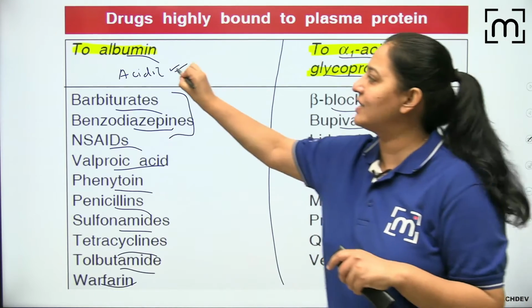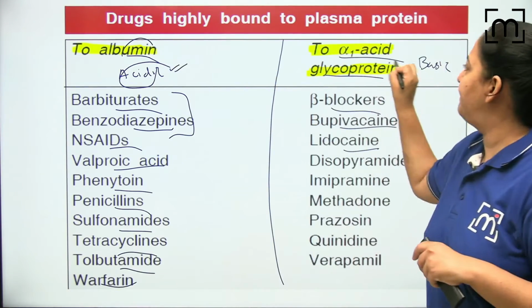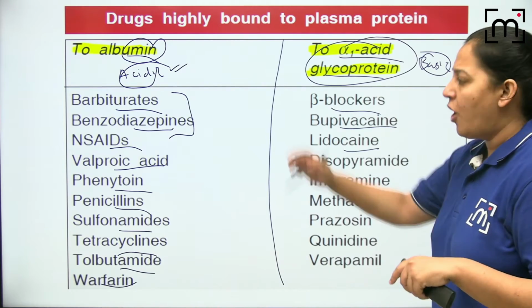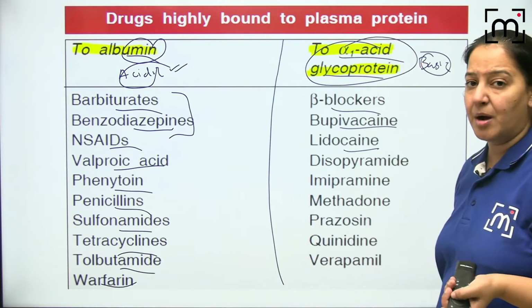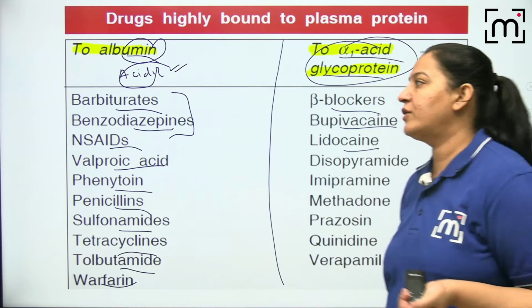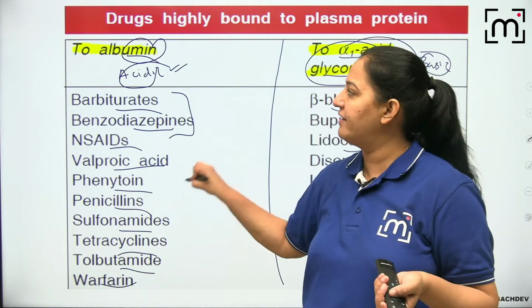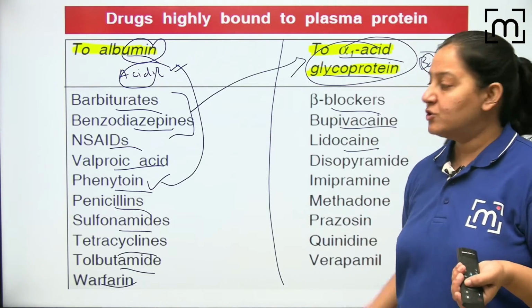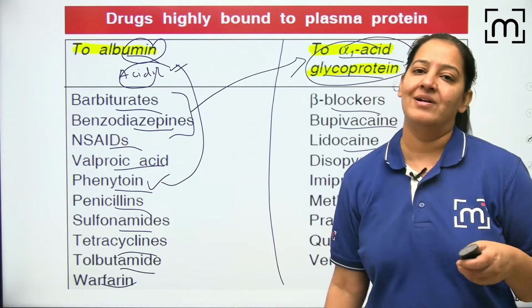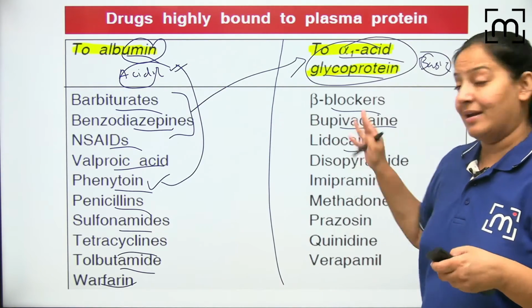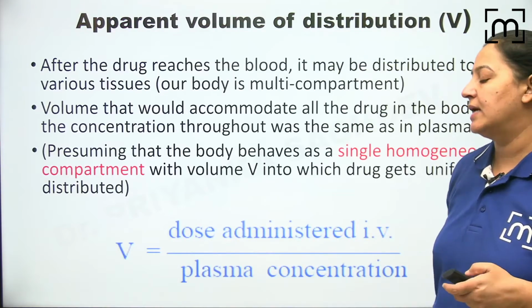So acidic drugs bind with albumin and basic drugs bind with alpha 1 acid glycoprotein. Never forget this concept, or learn the examples. The question can come based on an example. The examiner may not tell you whether the drug is acidic or basic. The question can be as simple as: does phenytoin bind with albumin or alpha 1 glycoprotein? So you must know that phenytoin is an acidic drug, so it will bind with albumin, not with alpha 1 acid glycoprotein. So read the list twice or thrice.